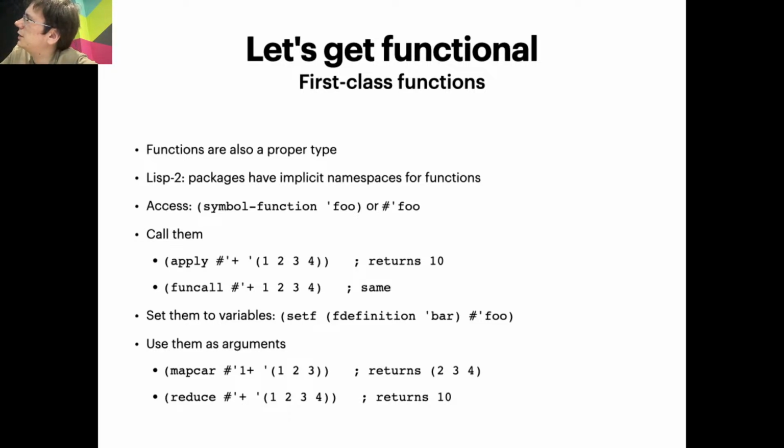So with apply, in this case, we supply arguments as a list. In this case, it's a list literal that contains 4 numbers, or we can simply specify them without a list, directly like that, in funcall.